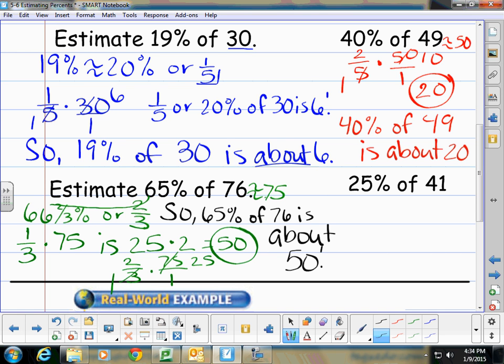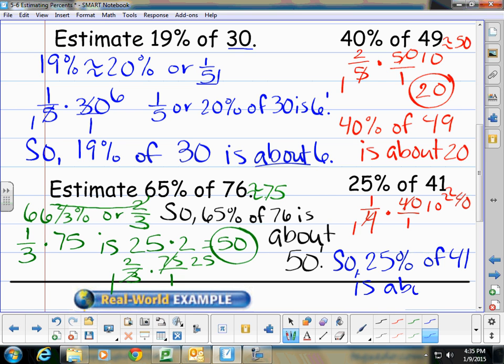Again, you can use these examples in your book to help you out. We're still on page 275. Last one here, which is an example on the bottom that you could try, is looking for 25% of 41. 25% we know is 1/4. We're going to estimate to about 40 instead of 41. We know that 1/4 of 40, we should know that 40 divided by 4 is 10. Hopefully you can see that without even having to do that. So what we know then is 25% of 41 is about 10.